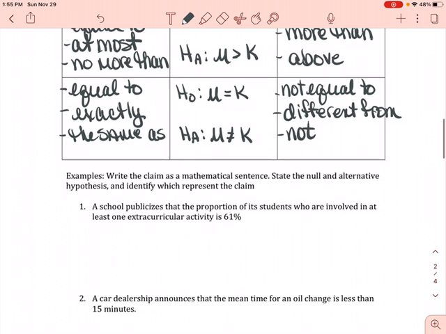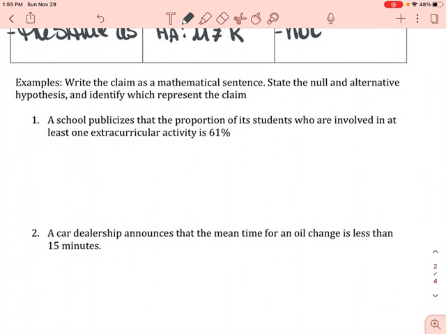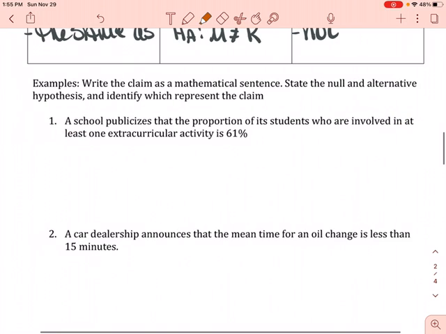All right. So a school publicizes that the proportion of its students who are involved in at least one extracurricular activity is 61%. The keywords here are at least one. Oh wait, I'm sorry, that's wrong. I'm looking at it the wrong way. The word we're interested in is the 61%; at least one is just the problem. I apologize, guys. I was looking at the wrong thing.